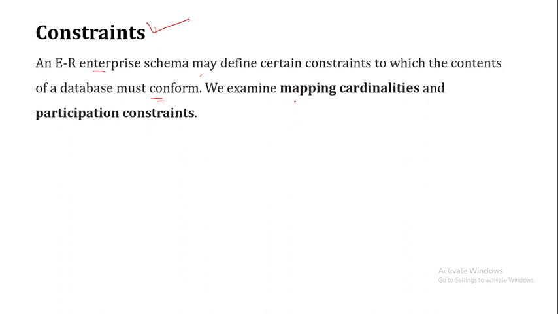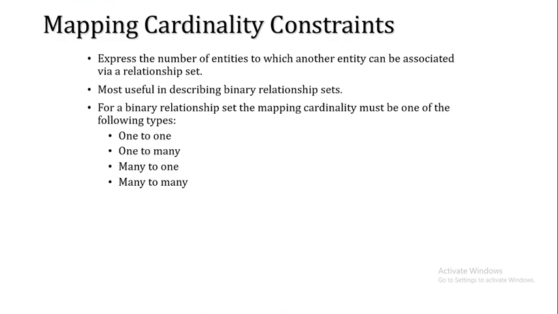These constraints may be divided into two parts. One is called mapping cardinality, and another one is called participation constraints. We are going to identify what exactly mapping cardinalities and participation constraints are. Mapping cardinality expresses the number of entities to which another entity can be associated, entities, not entity sets, that are present in some other set in a relationship set.